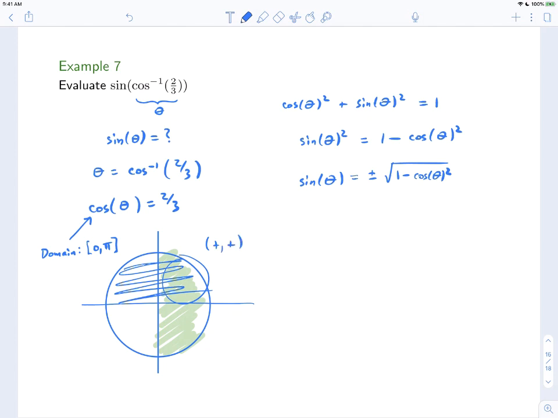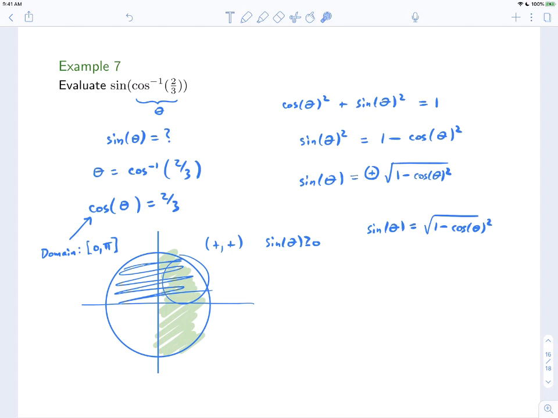So that means that, in particular, sine of theta is going to be positive. So we're choosing the positive square root. So sine of theta is equal to the positive square root of 1 minus cosine theta squared. And it has to be the positive square root, because notice on this restricted domain for cosine, sine is always positive. So sine has to be positive.